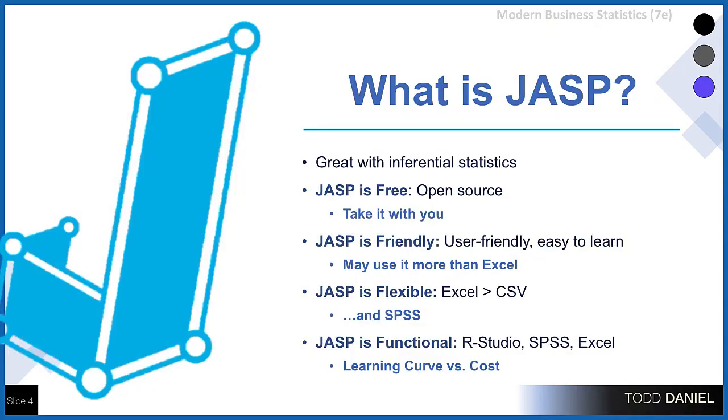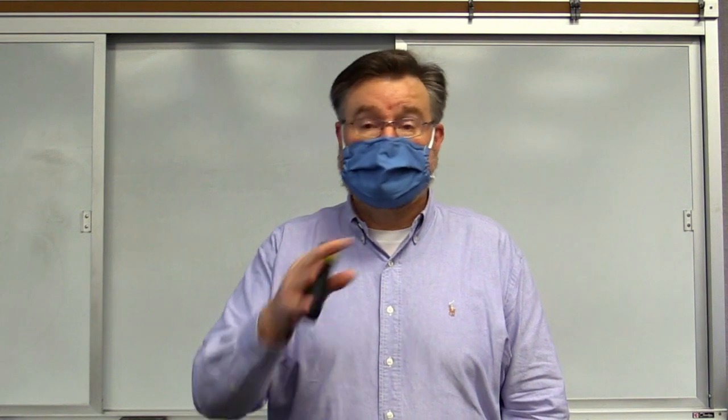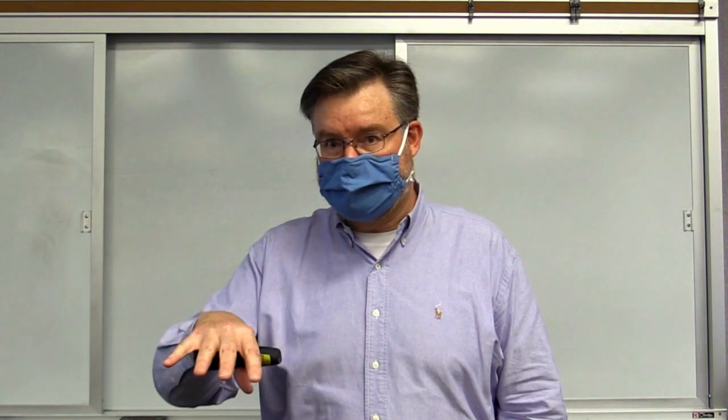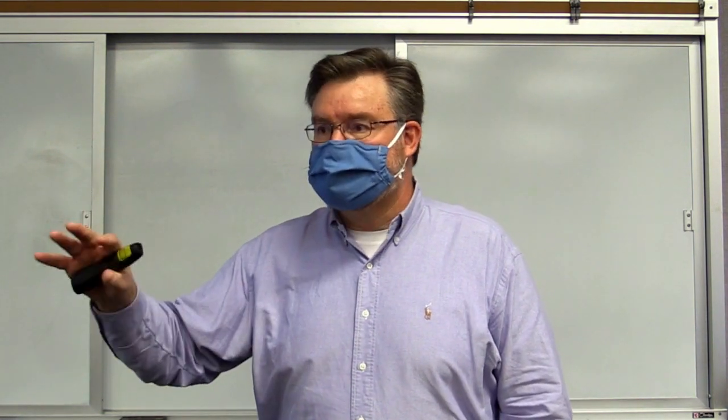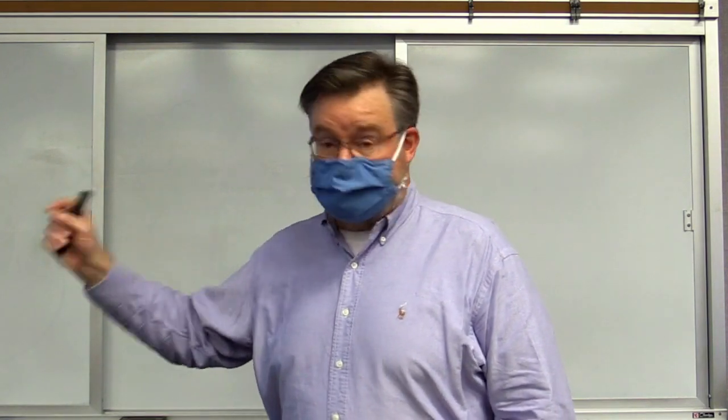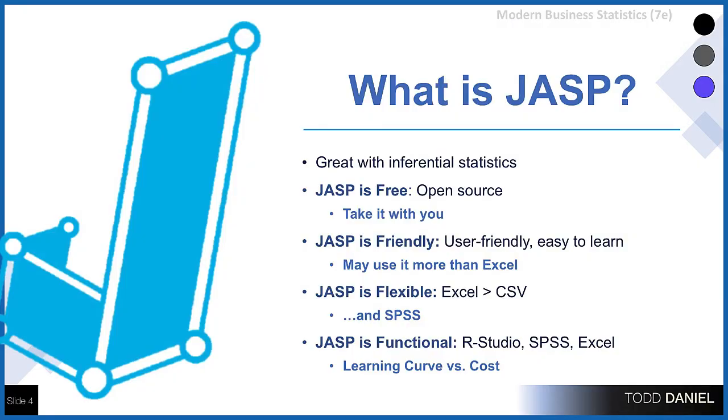Number 3, JASP is flexible, so it works with existing data sets. Now, the one that we want to talk about is Excel, because JASP does not open Excel files directly. You have to convert the file to a CSV first. Simple enough to do. I'm going to show you how to do that today. But with that one little caveat, you can use Excel data sets with a quick little conversion and use those in JASP. There are other programs like SPSS. You can download an SPSS data set and open that directly in JASP.